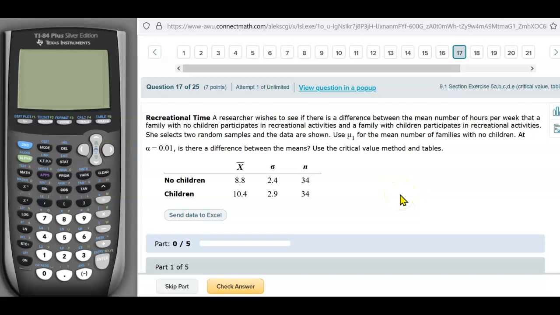All right, question number 17. So I would suggest you to stop the video and try the question on your own first. Now, question number 17 covers section 9.1, and 9.1 is about testing a difference between two means using the z-test. All right, so let's get to it.